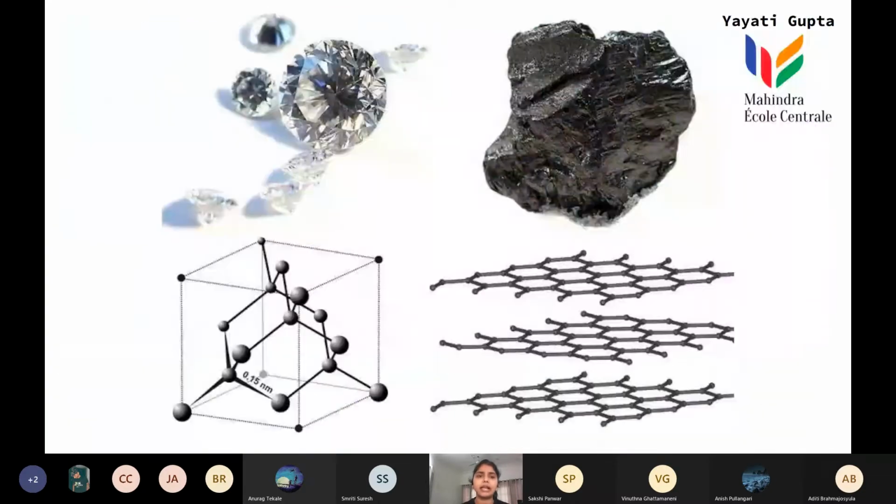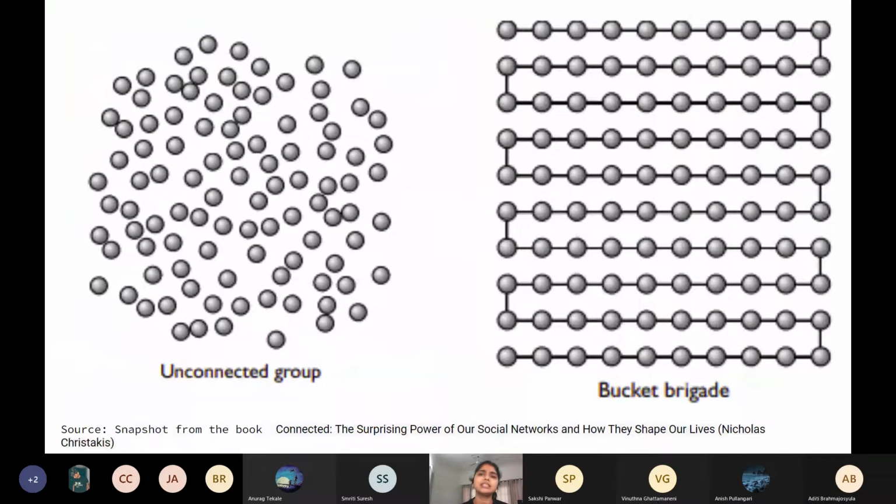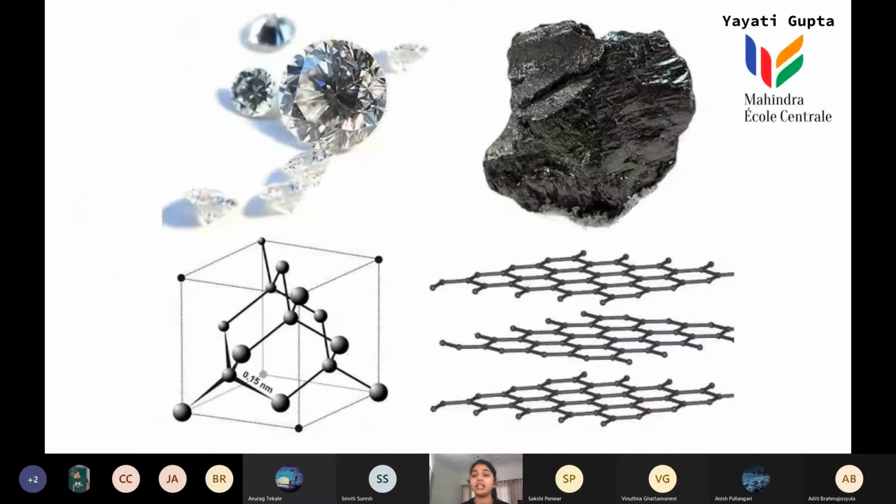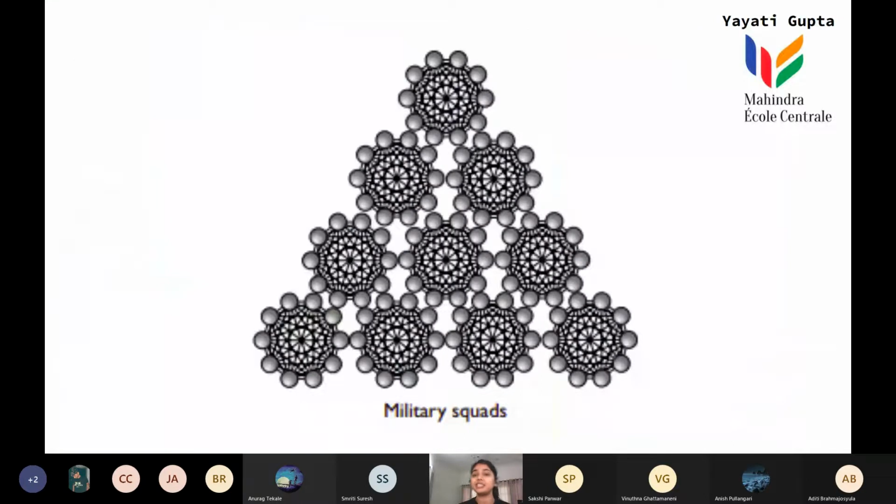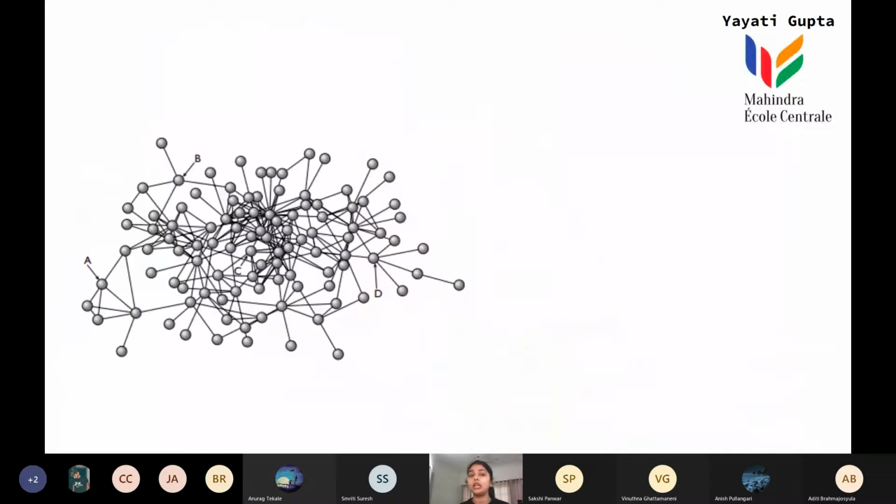So these networks which I have shown you till now are more like synthetic networks. People are making them on purpose. In a bucket brigade, we are intentionally creating a bucket brigade. We are intentionally creating a telephone tree. But since the course is more about social computing, we will talk more about those networks which are not made intentionally.